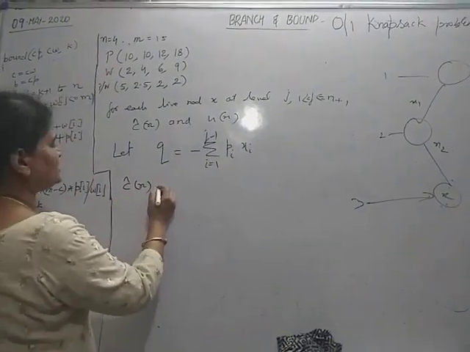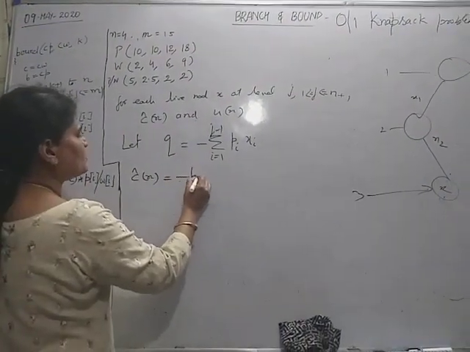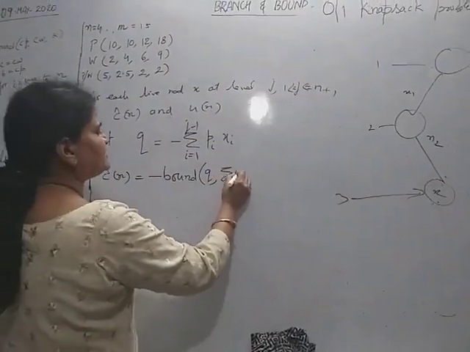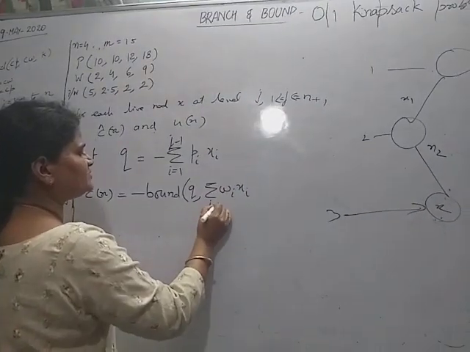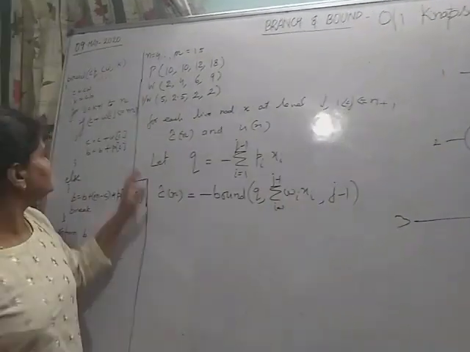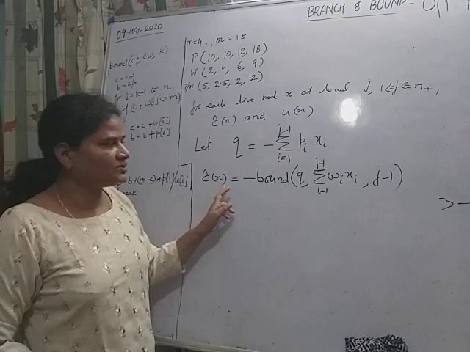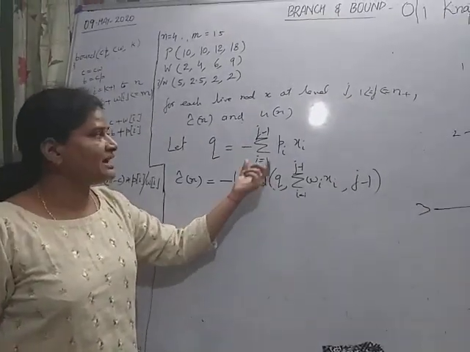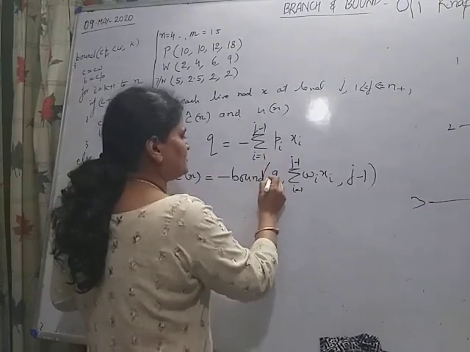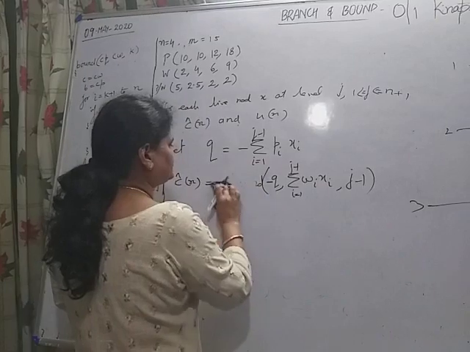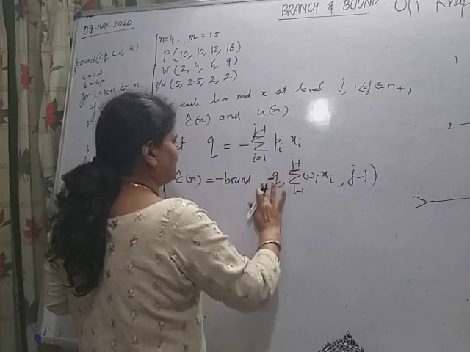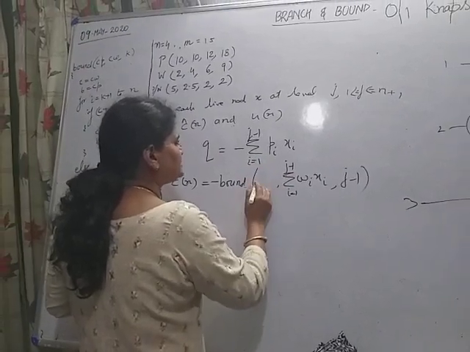So Cx we call with this function, minus bound, q and summation wi xi, i equal to 1 to j minus 1, and j minus 1. This function is called to compute Cx. Note this down carefully that Q is the current cost. Here I will simply pass minus of Q, minus bound, and here I will pass minus Q.